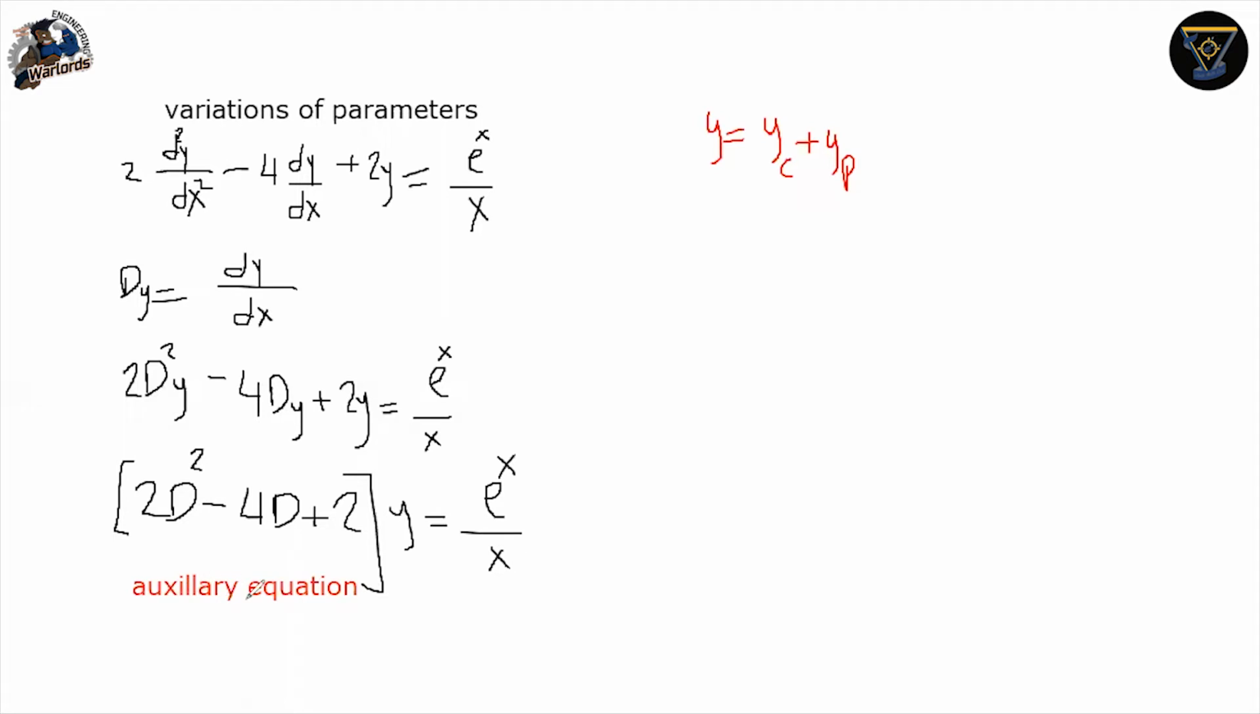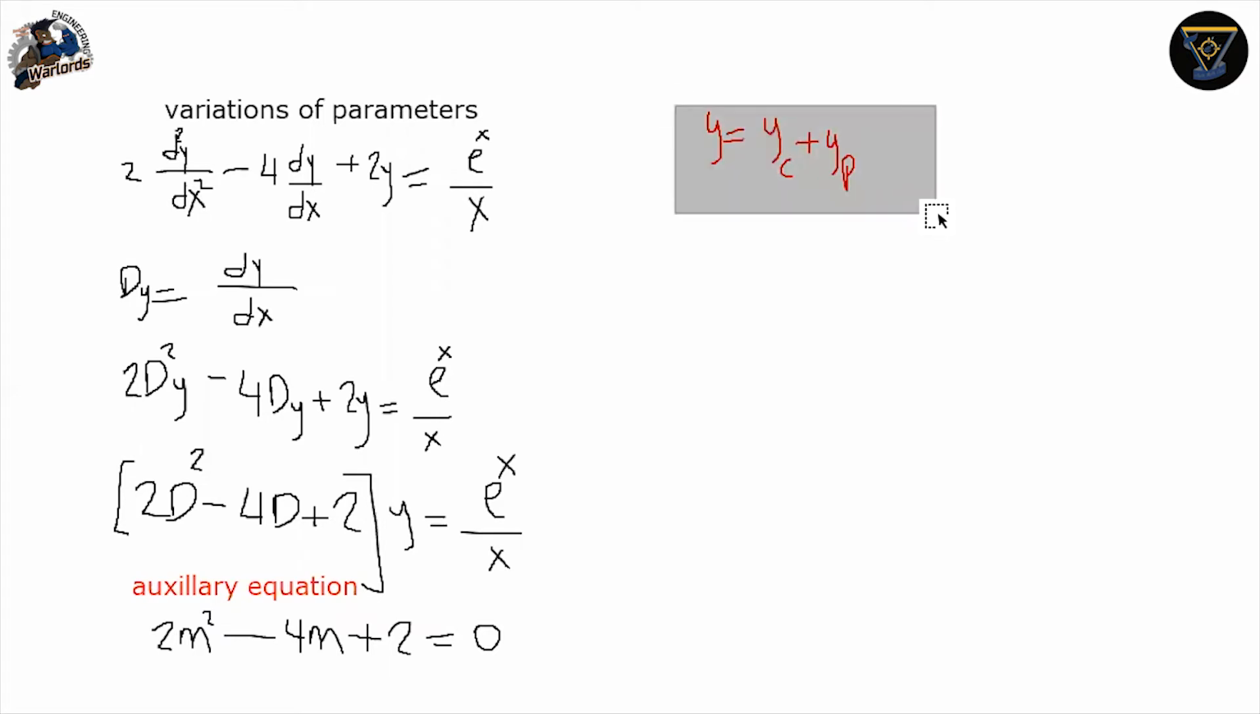So with the auxiliary equation, what we're going to do is that we're going to change the d to m, and then we're going to equate it to 0. So what you're going to have is 2m squared minus 4m plus 2, and this is now going to be equal to 0. So I can just erase this. So the next step we need to do is to try to find m. We realize that m will have 2 values because this is a quadratic equation, right?